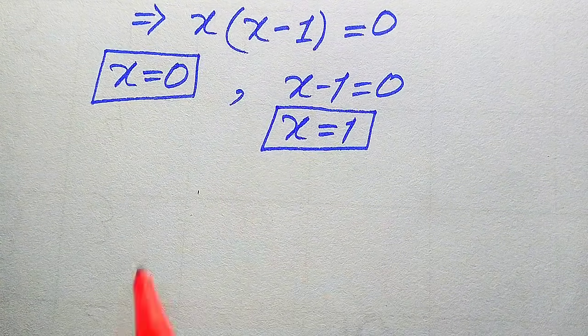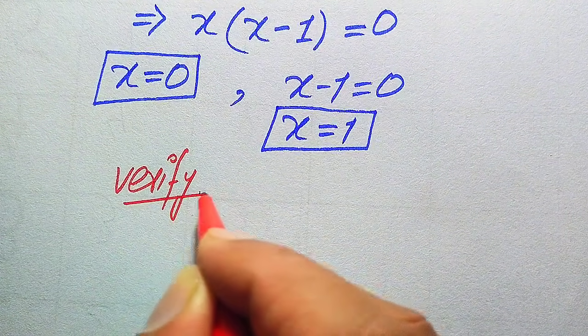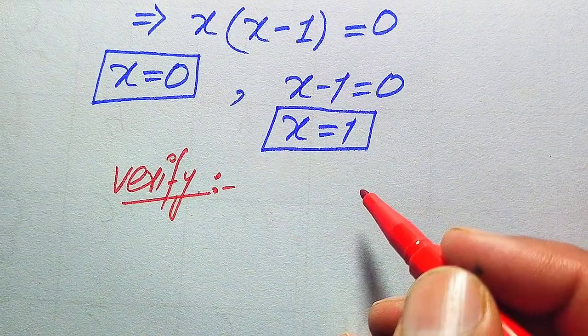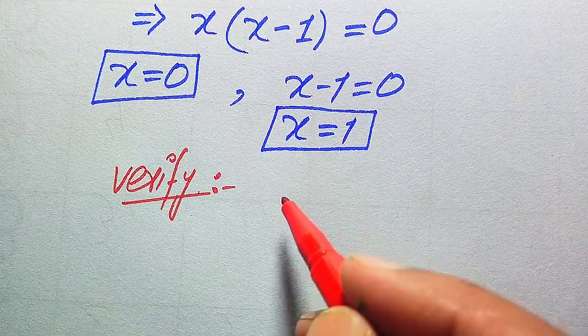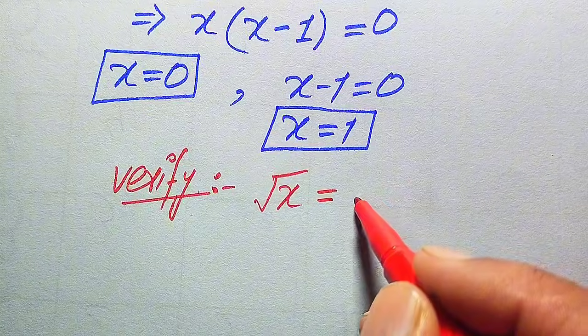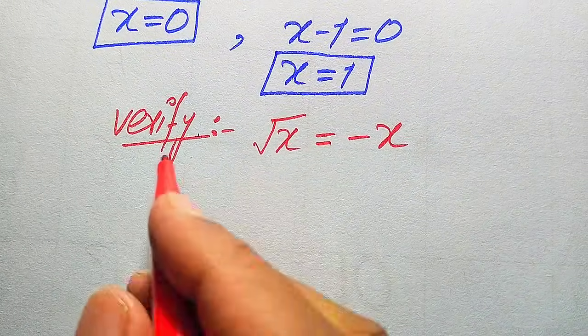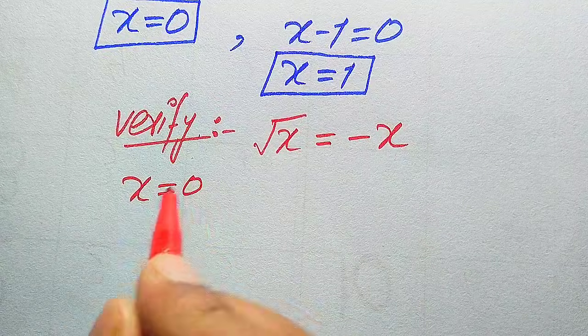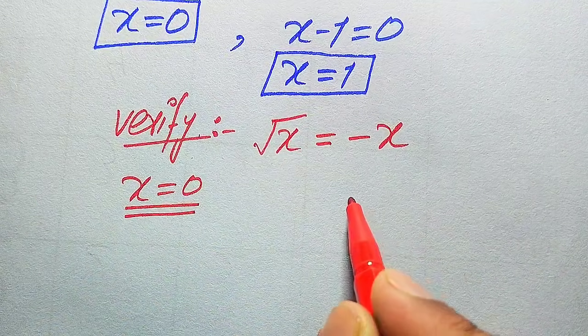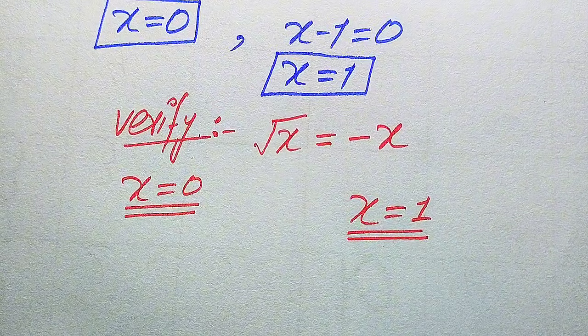And now, in the next step, we need to verify whether these values of x satisfy our given question statement or not. For this we need to copy down the given question statement here. The given question statement is square root of x equals minus x, and on this side we will verify x equals 0, and on this side we will verify x equals 1.